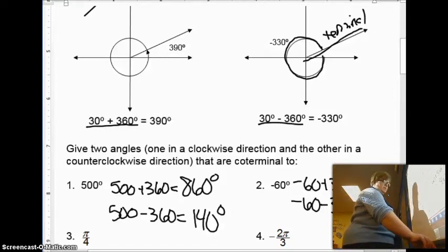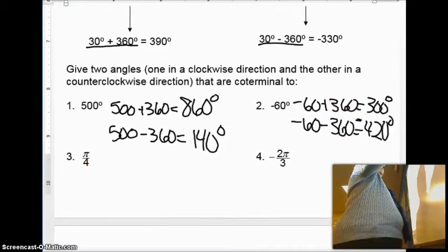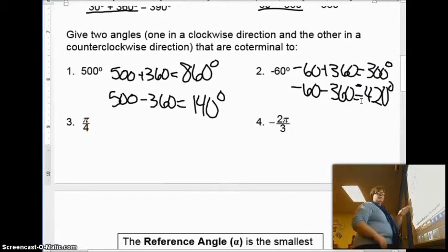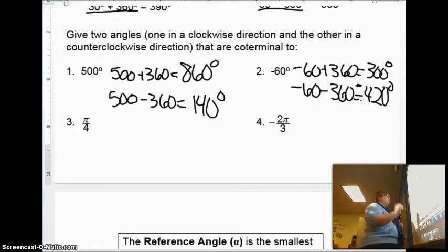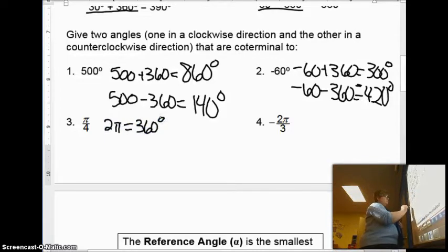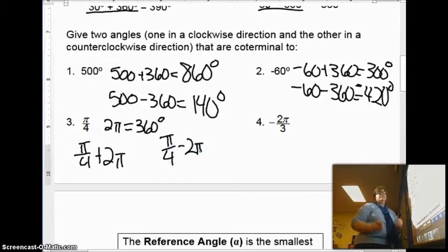Okay, so what happens when we go over to radians? I know that was the question burning in your brains right now, right? When we go over to radians, it's the same idea, except instead of 360, what's the radian equivalent of 360? Hope you remembered, it's 2 pi. Since 2 pi is equal to 360 degrees, we would say pi over 4 plus 2 pi, and we would do pi over 4 minus 2 pi.